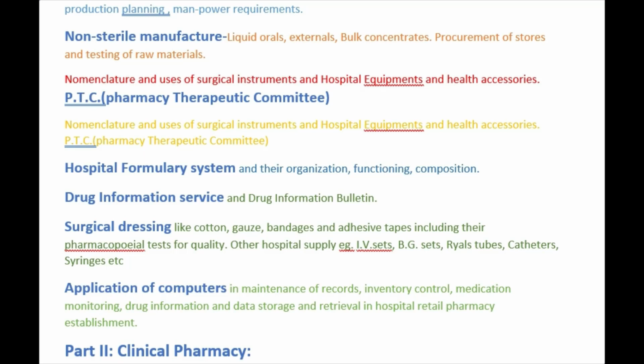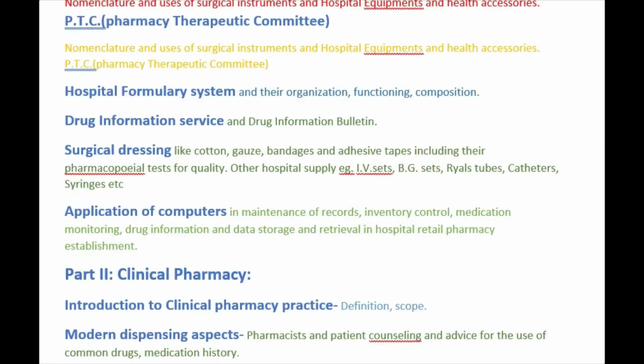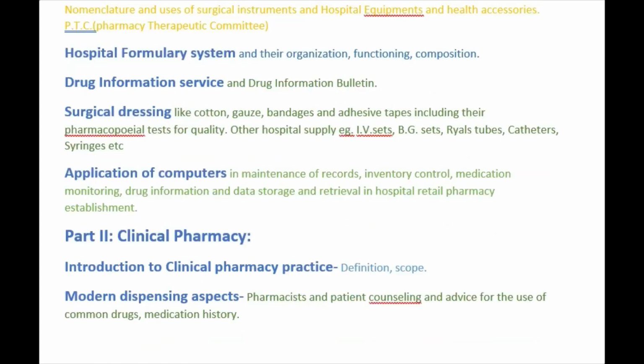Nomenclature and uses of surgical instruments and hospital equipments and health accessories, and PTC, that is Pharmacy Therapeutic Committee. Next chapter is hospital formulary system and their organization, functioning, and composition. Next one is drug information service and drug information bulletin.